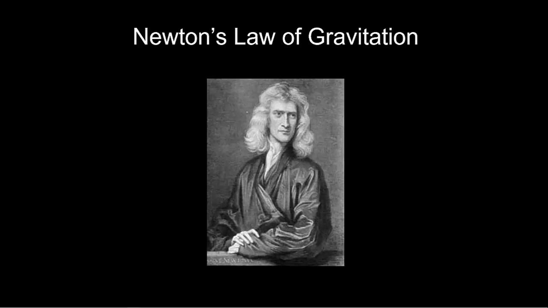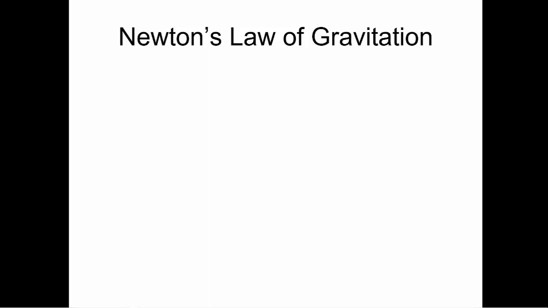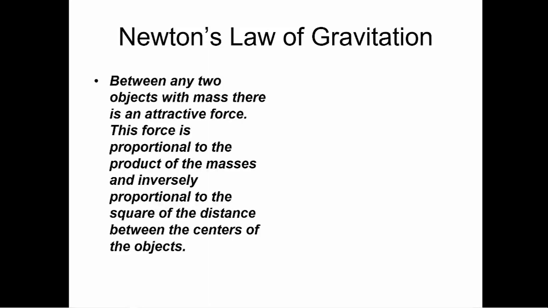For Newton, though, if planets and moons traveled in ellipses, there must be a force acting on them. Otherwise, they would travel in straight lines. And so he started developing this idea of gravity. And that force is what we call gravity. So here's the law of gravitation stated verbally. Between any two objects with mass, there is an attractive force. The force is proportional to the product of the masses and inversely proportional to the square of the distance between the centers of the objects.